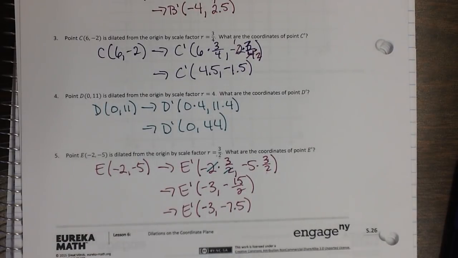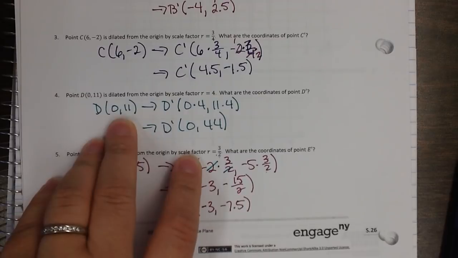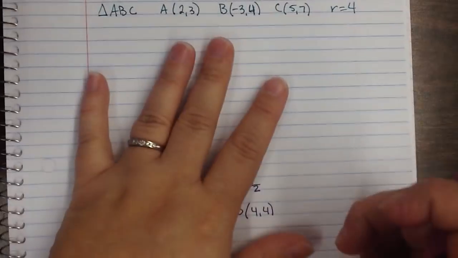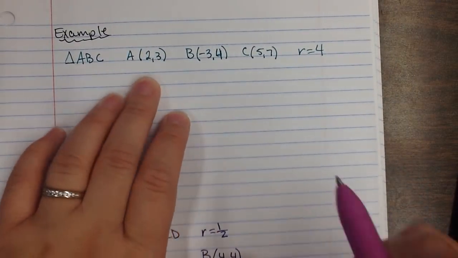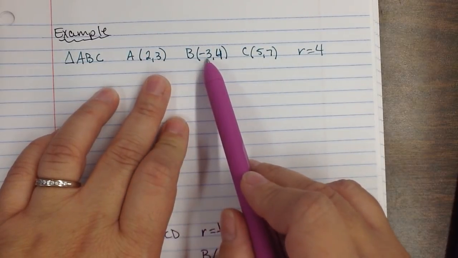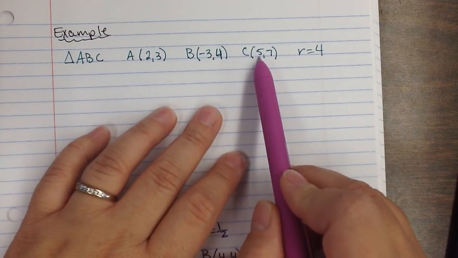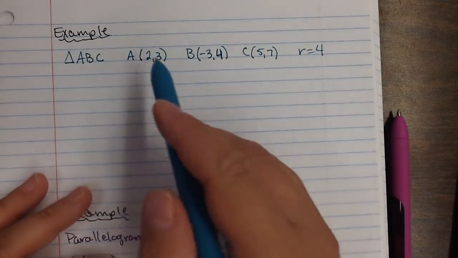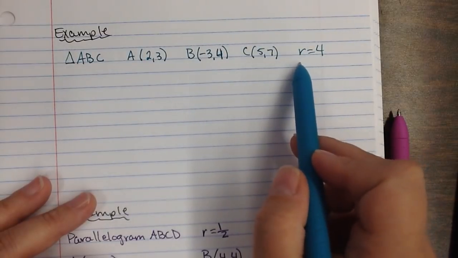Now, you can use the multiplicative effect on a two-dimensional figure too. So this is just a point. Now we're going to look at a two-dimensional figure. Okay, so I'm going to do some more examples here. So we have triangle ABC, and here are our points. A is at 2, 3. B is at -3, 4, and C is at 5, 7, and our scale factor is 4. So what we're going to do is take each point and multiply it by 4.